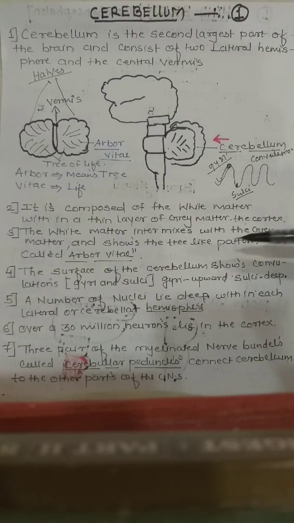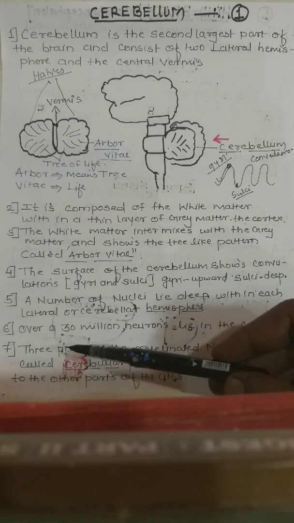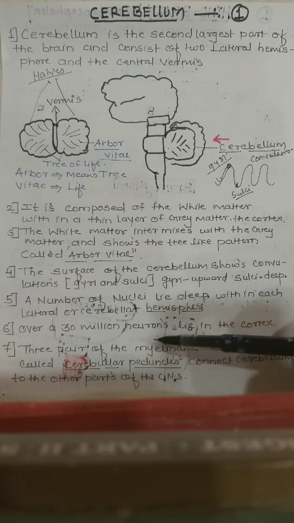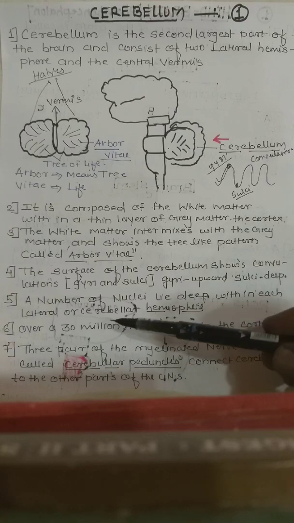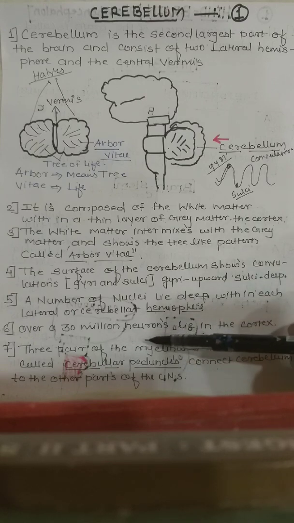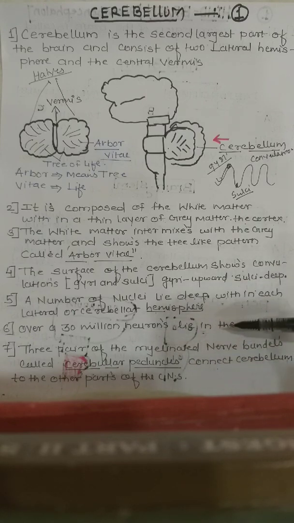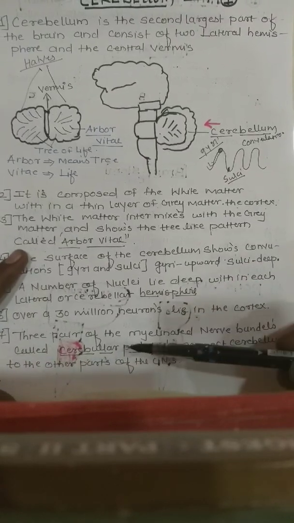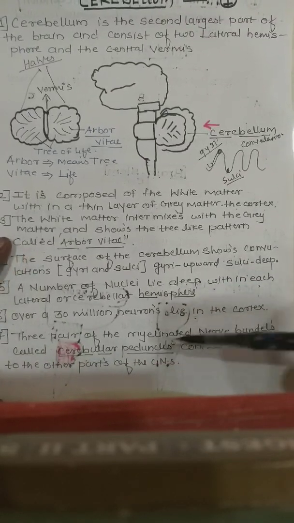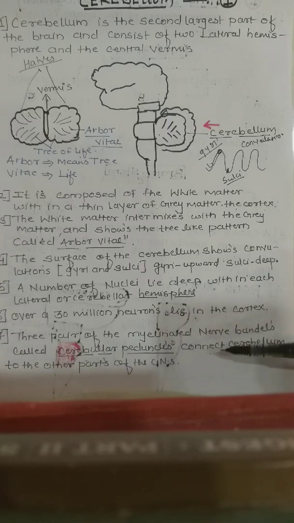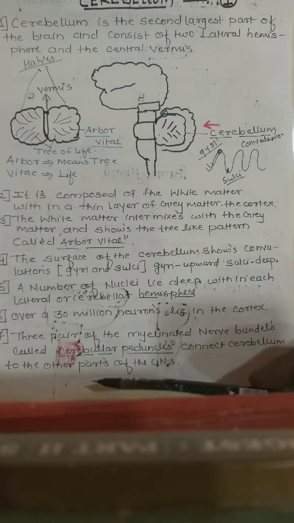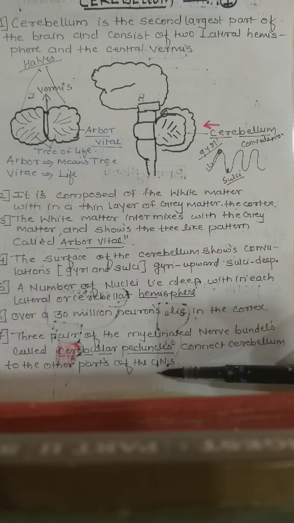So now we are on this point. Over 30 million neurons lie in the cortex. Three pairs of myelinated nerve bundles called cerebellar peduncles connect the cerebellum to the other parts of the CNS.